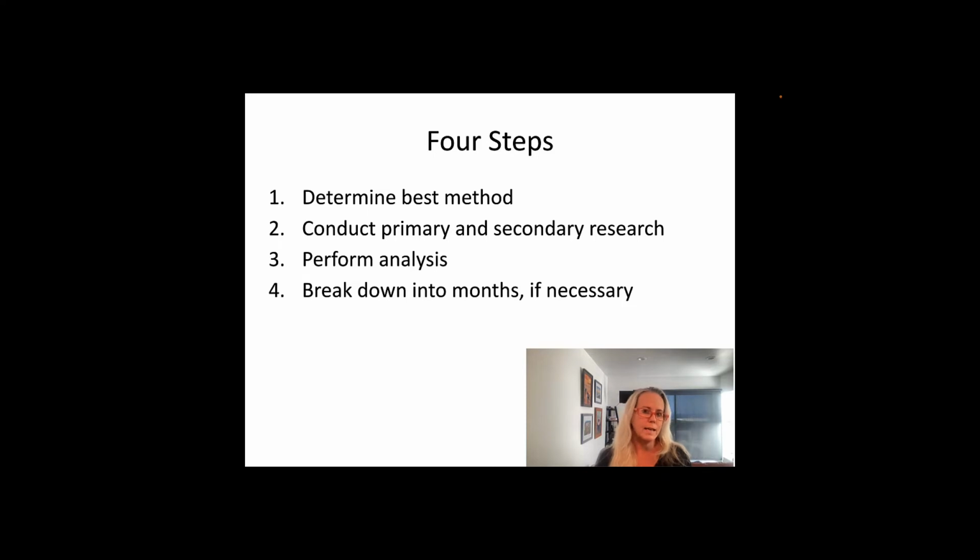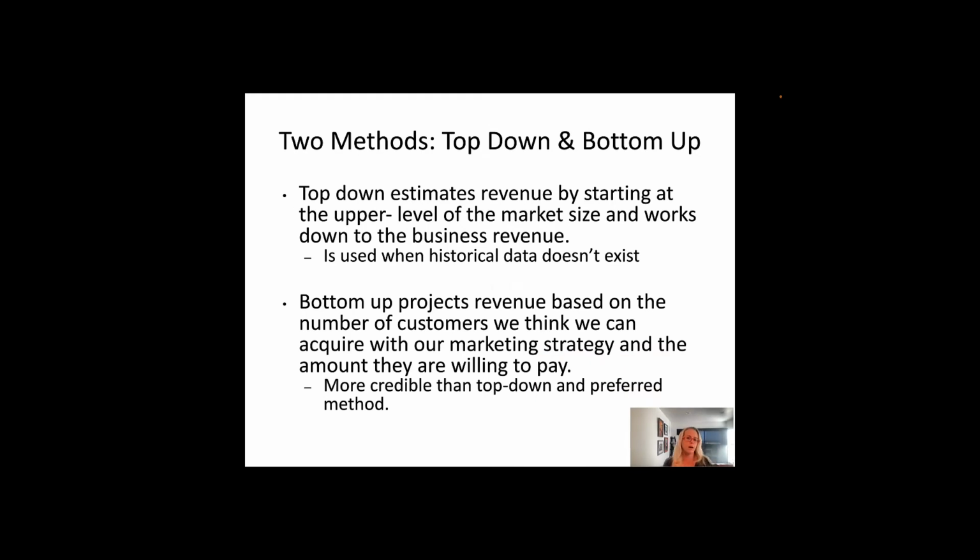Let's go ahead and take a look at the 2 different forecasting methods. So we've got 2 methods, top-down and bottom-up. Top-down estimates revenue by starting at the upper level of the market and works its way down to the business revenue. I kind of think about top-down as like working through a funnel, right? You're starting at a very high level and then you're narrowing it down eventually to the market and eventually to your business level. Top-down is typically used when historical data isn't available, like in the case of a startup.